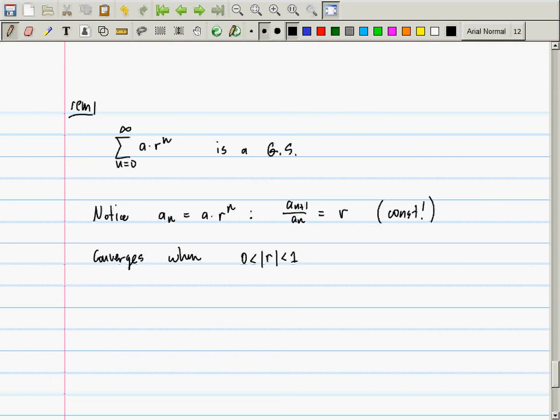So it converges exactly when you have this property. And better than that, not only do we know when it converges, but we know exactly what it converges to. So it converges to what? A over 1 minus r. Right? A over 1 minus r.